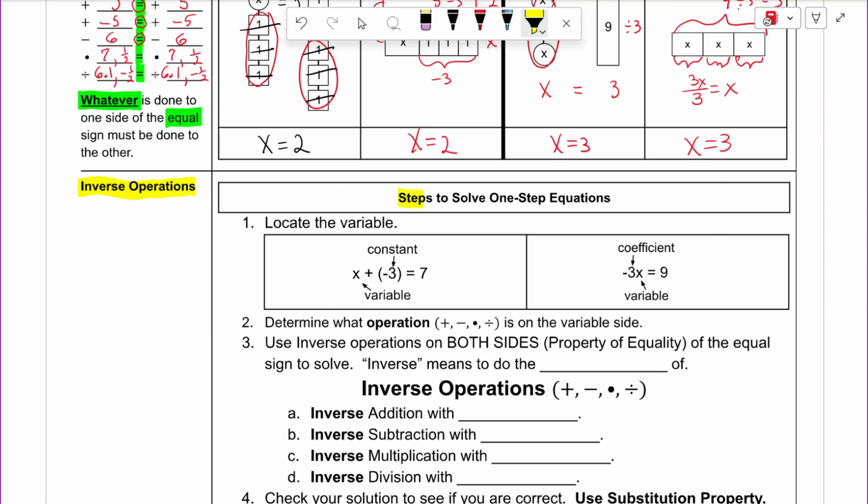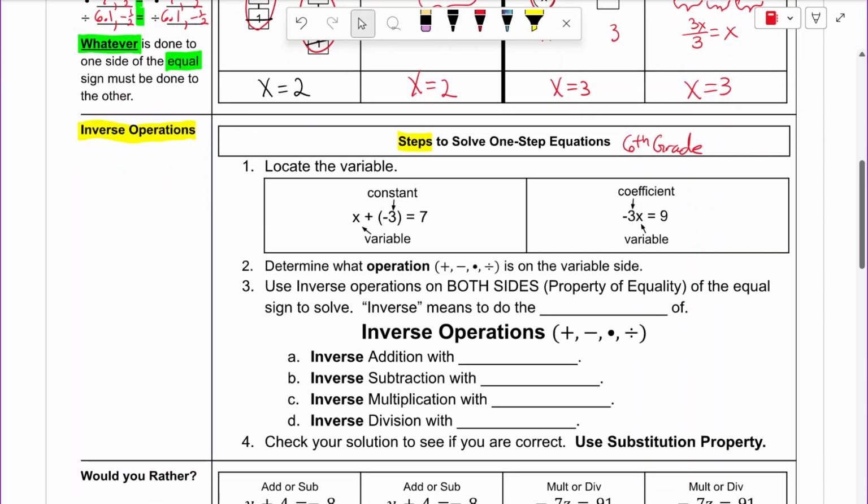So there are steps to solve one-step equations. Now one-step equations are directly from 6th grade. And we're going to do a reminder here because we're also adding decimals in. We're also adding positives and negatives in. So this is a refresher, and maybe you'll be seeing this for the first time. All right, there are a total of 4 steps.